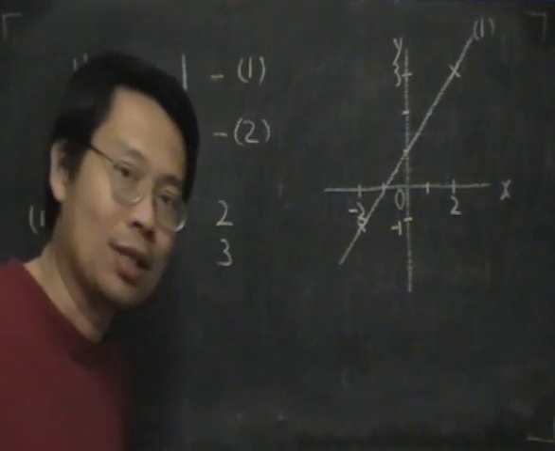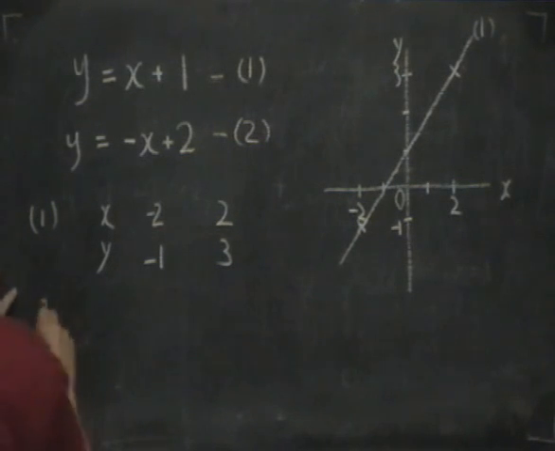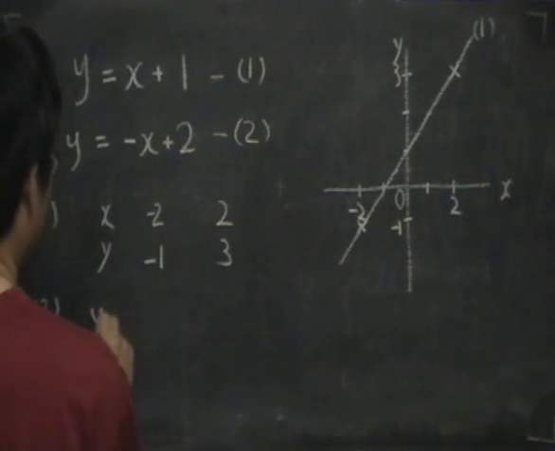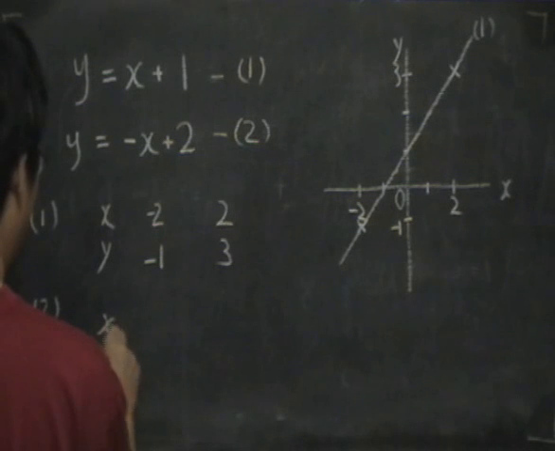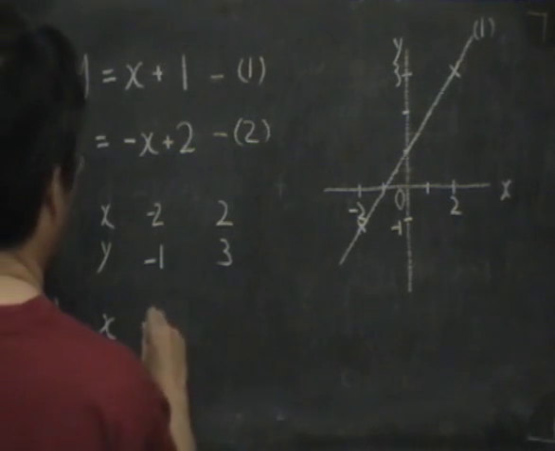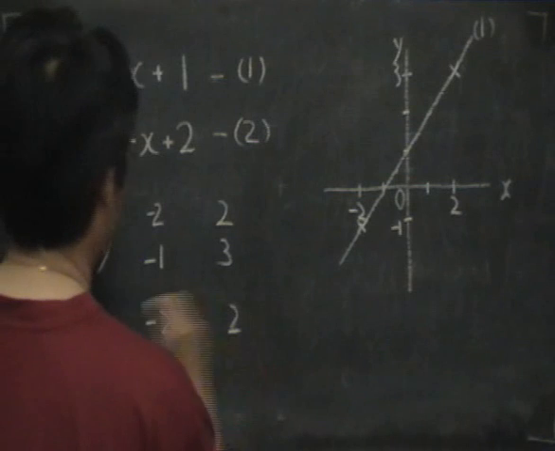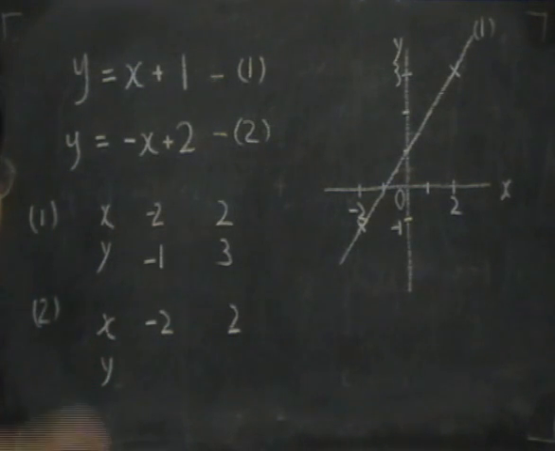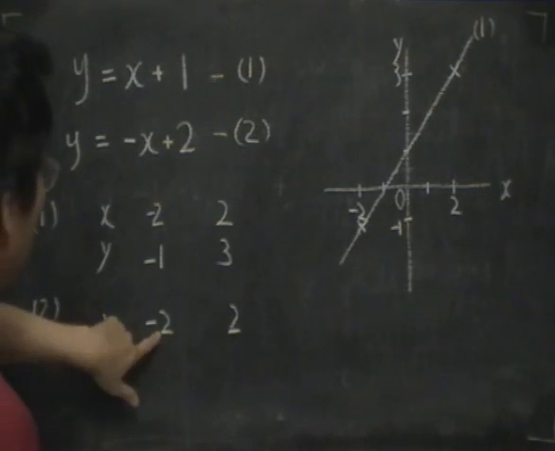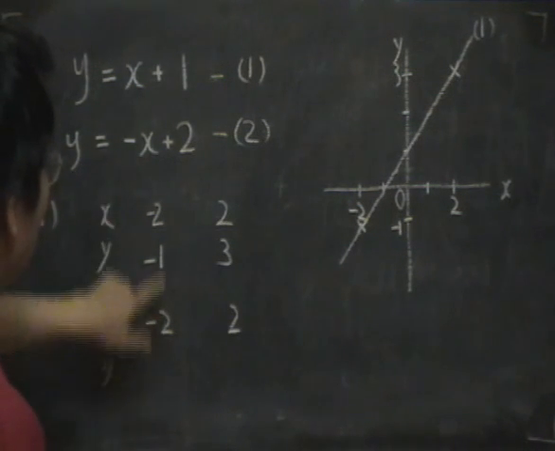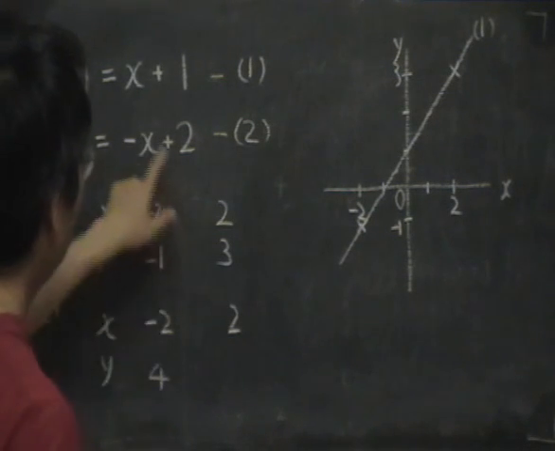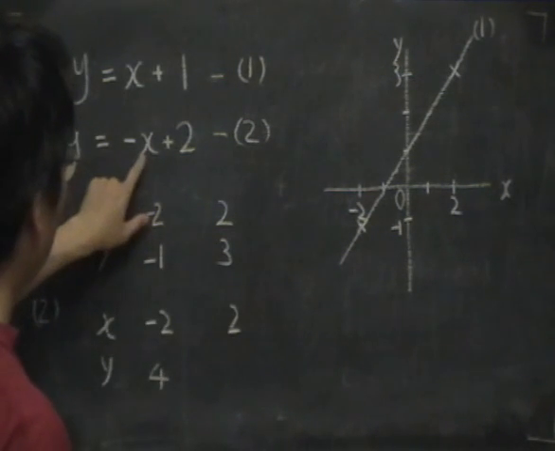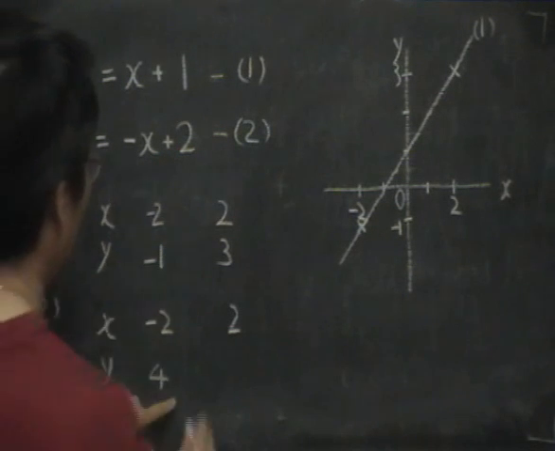Now let's plot the second graph. X and y. So let's put x as -2 and 2. Then when x is -2, minus of -2 is 2. 2 plus 2 is 4. So y is 4. When x is 2, we have -2 plus 2, which is 0.